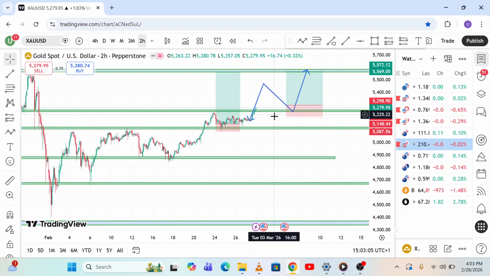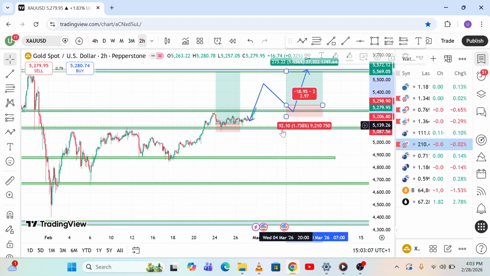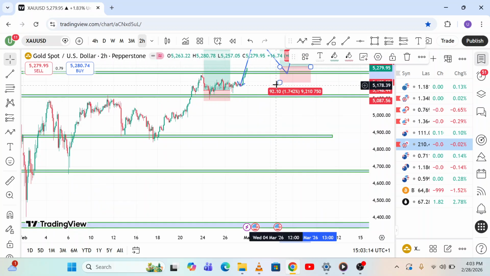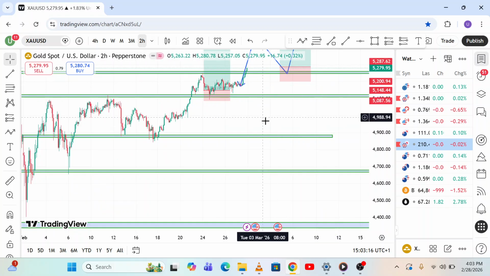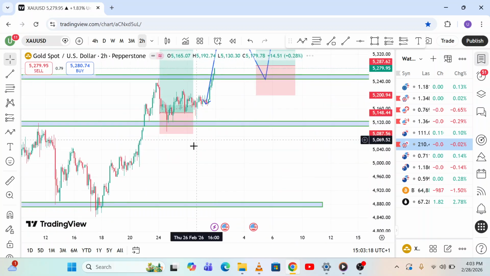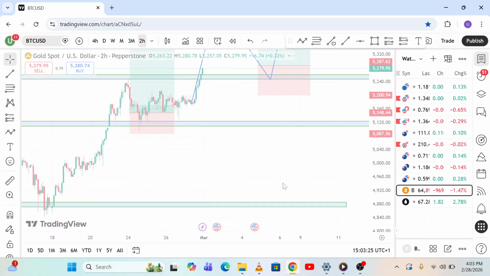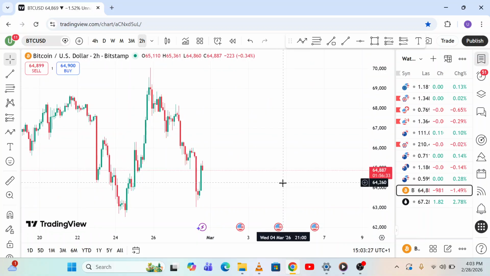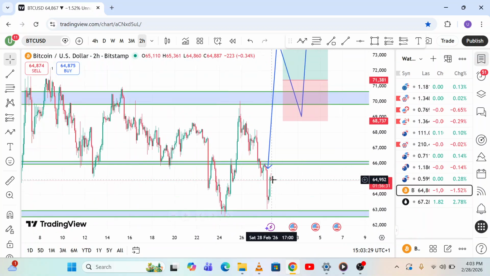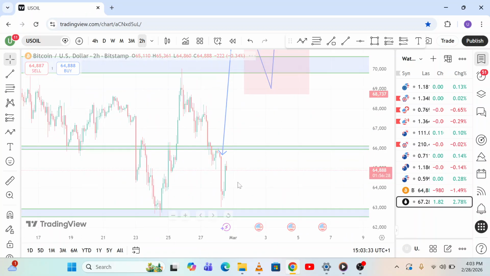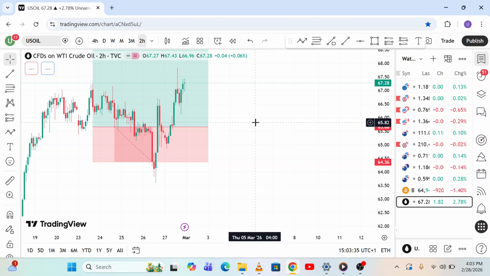Let's go to the next pair, US oil. I think on Friday 6 a.m. we tried to enter in US oil. US oil. This is BTC/USD. Let's see this US oil.